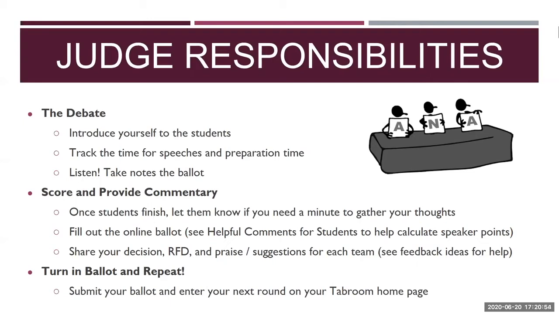While students are speaking, it's a good idea to take notes about what the students are doing well and what they can improve upon on the ballot, and we will talk about that shortly. Now, once the students finish, you will decide who wins, and you'll fill out your ballot. You'll spend a few minutes telling the students who won the round, your RFD or reason for decision, and telling each team what they did well and what they can work on for next time. And you will then submit your ballot online and go into your next round.